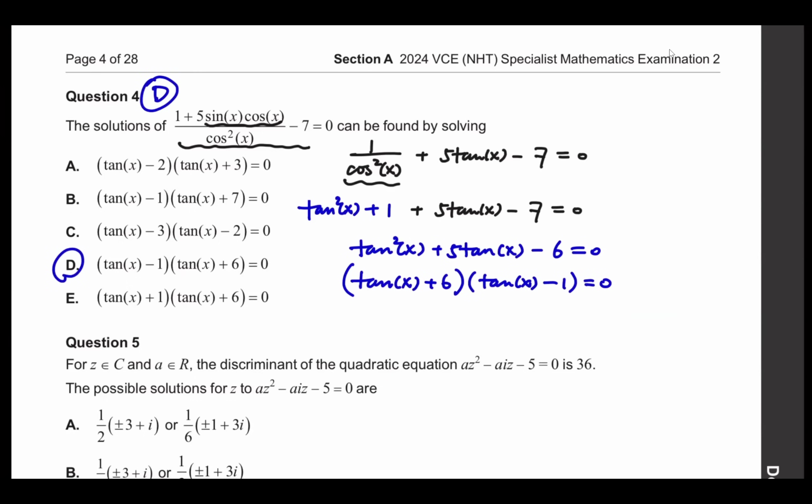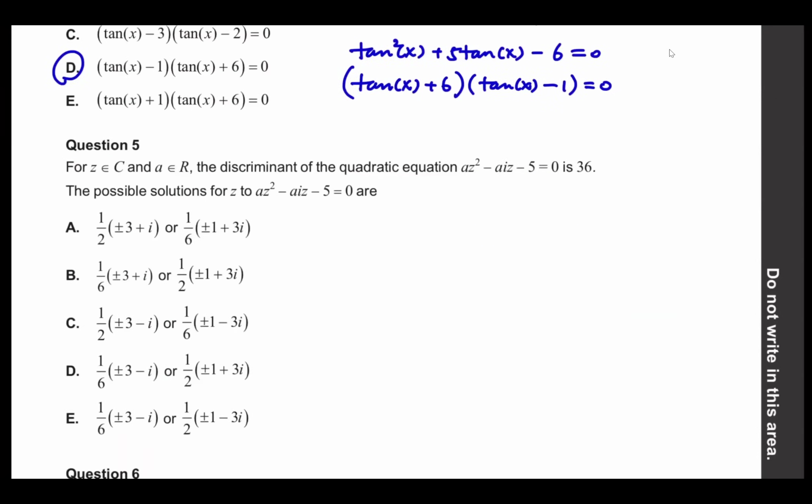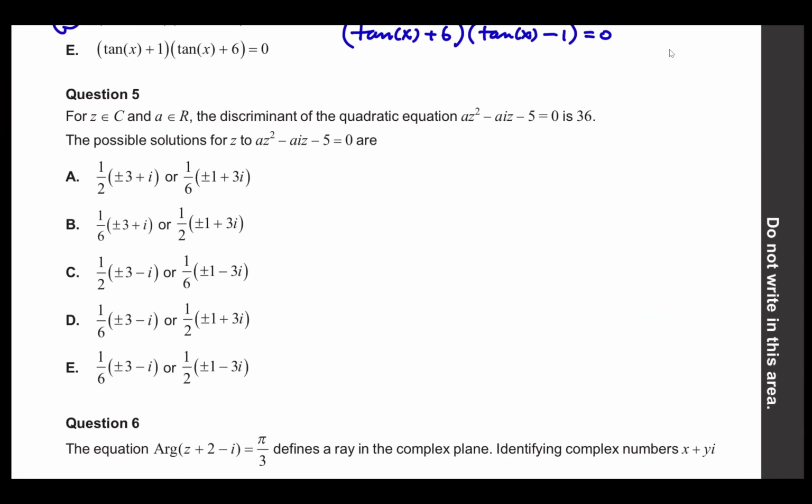All right, let's move on and look at the next question. The next question is really a good complex number question. Firstly, you need to get the discriminant of this quadratic in terms of a only. Be aware the discriminant is (minus a times i) squared minus 4a times minus 5, which equals 36. So now we need to get the a value first.